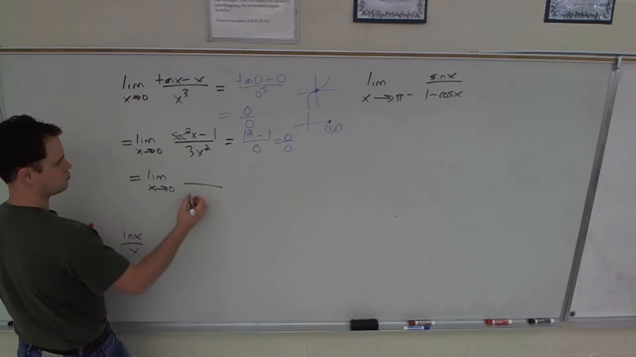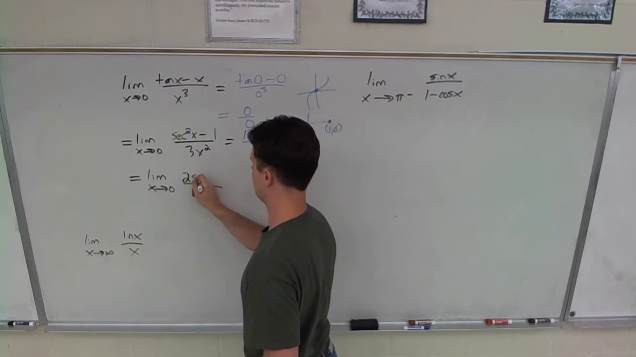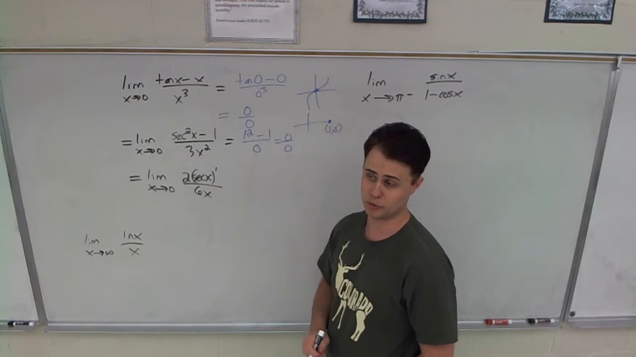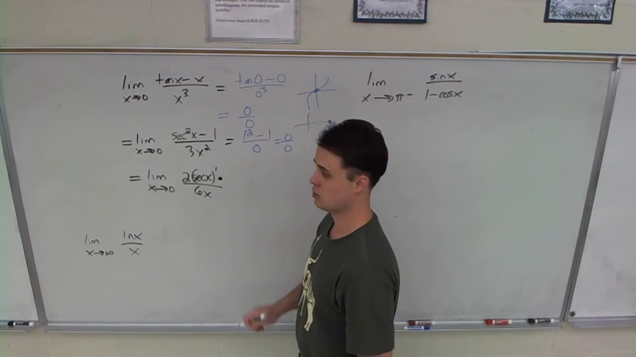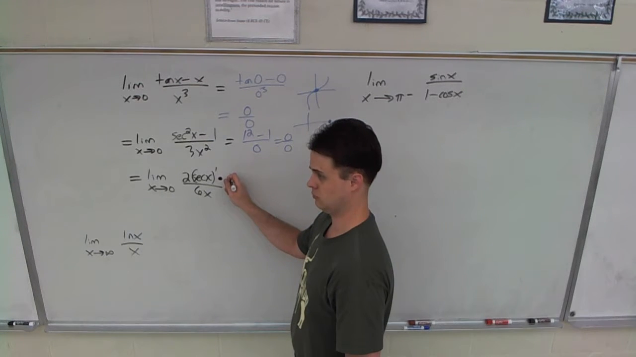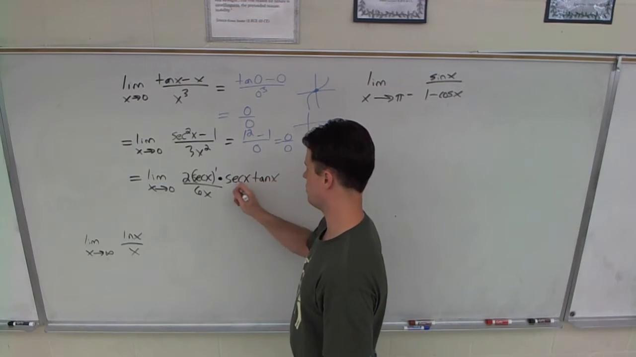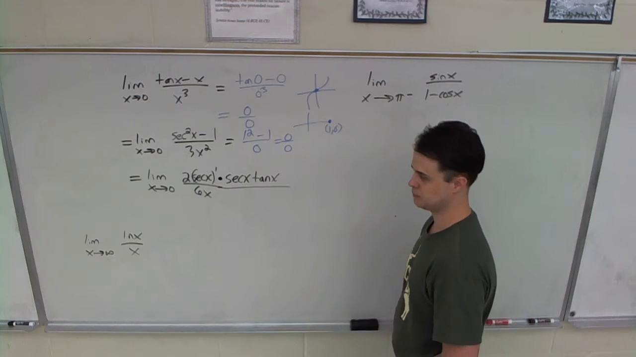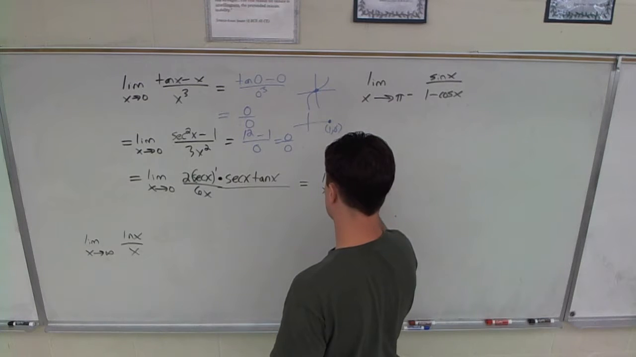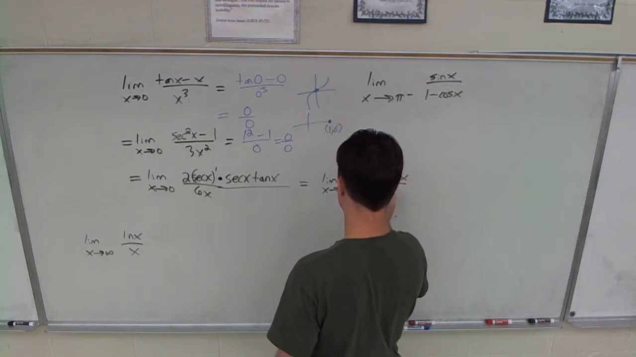So, I'm going to have 6x, and I'll write it like that to show you the chain rule, hopefully. Times what? Times the secant. Hopefully we know this if we're at this point in calculus. I'm going to simplify that before I do anything else. That's going to be 2 secant squared tangent of x over 6x.